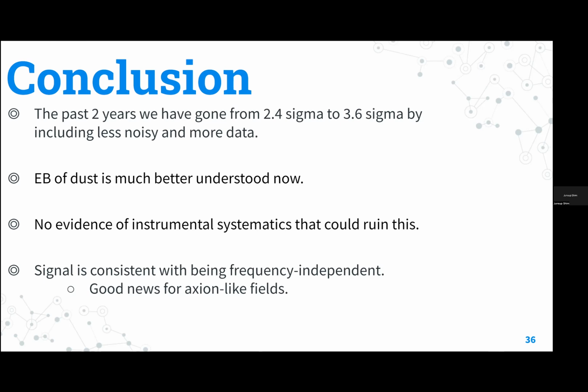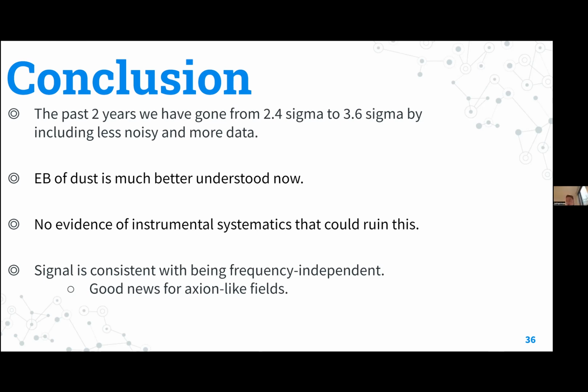So during your talk, as far as I remember, you assumed that you have no parity odd physics in the initial condition of our universe. And in your conclusion, you also say that as long as you have frequency independence, then you can safely say that axion-like fields are most likely. I just wonder, what if the initial condition of our universe had initial parity odd physics, would that also end up in a frequency dependent rotation angle?